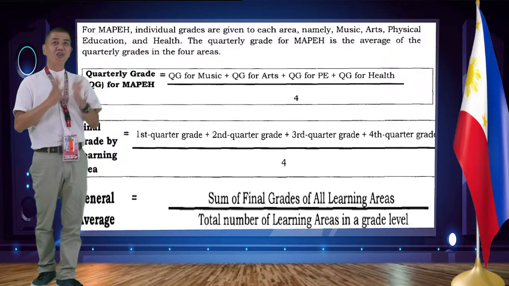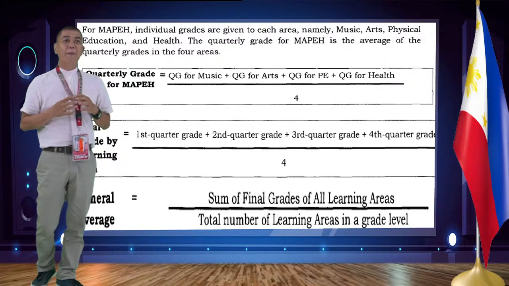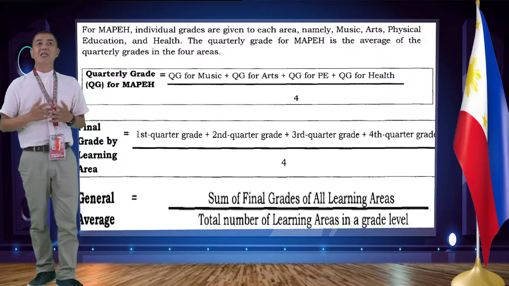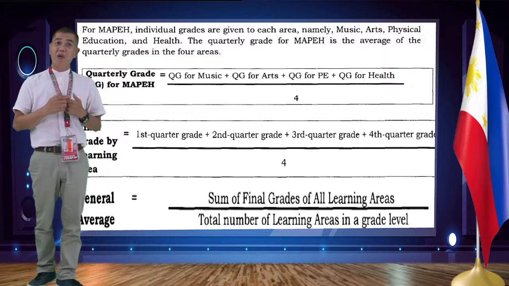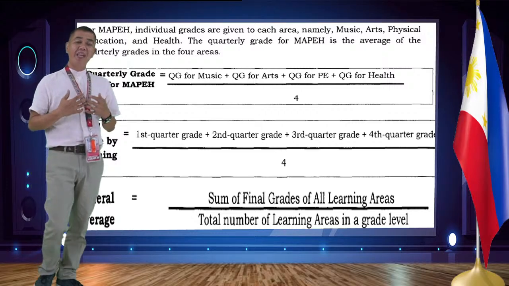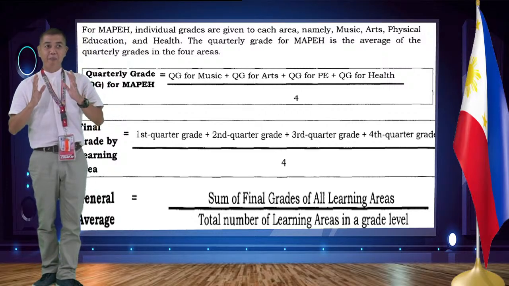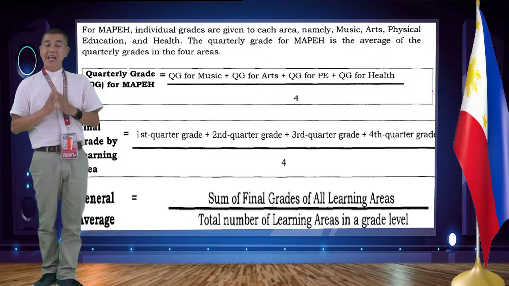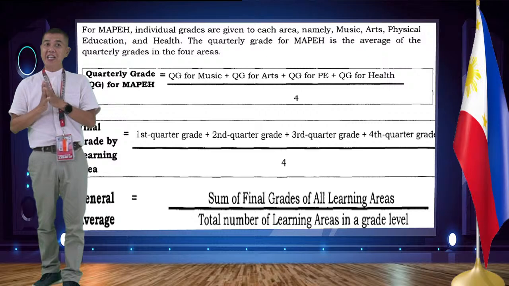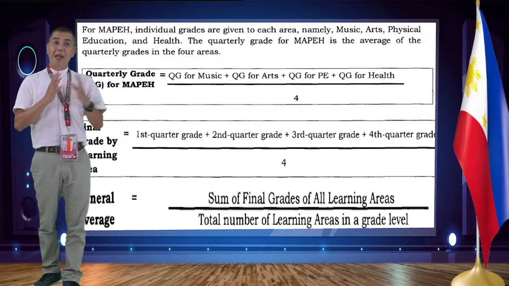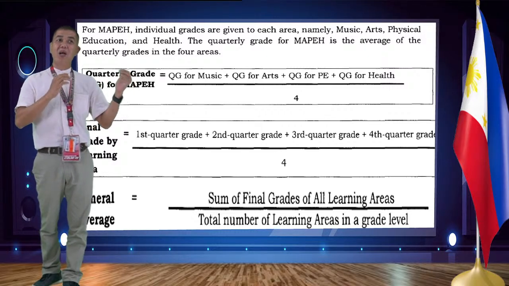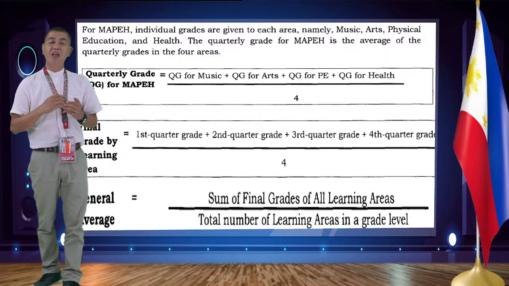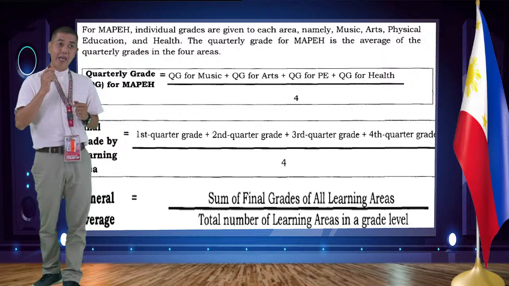Okay, so let's continue for our MAPE. In getting the quarterly grade of MAPE as a whole, we will get the quarterly grade of the 4 components, then divided by 4, and that will be the quarterly grade of MAPE. And in getting the final grade by learning area, we will get the quarterly grade from first quarter to the fourth quarter divided by 4. That is their final grade.